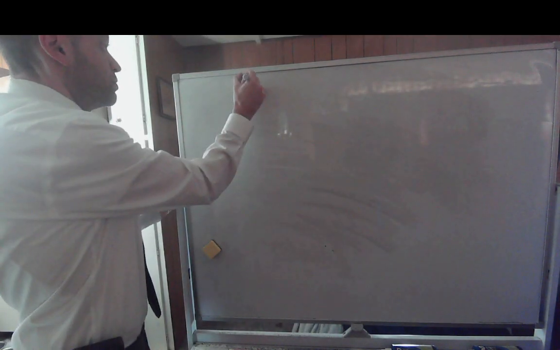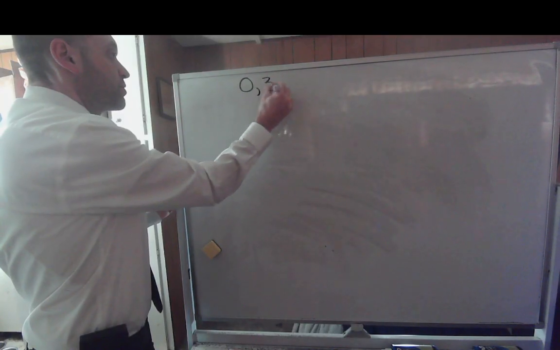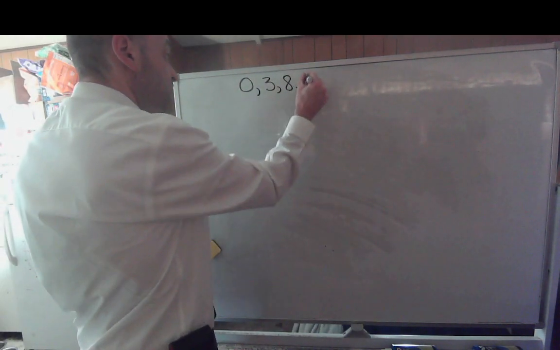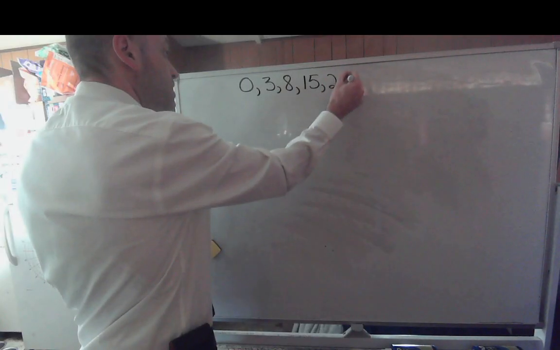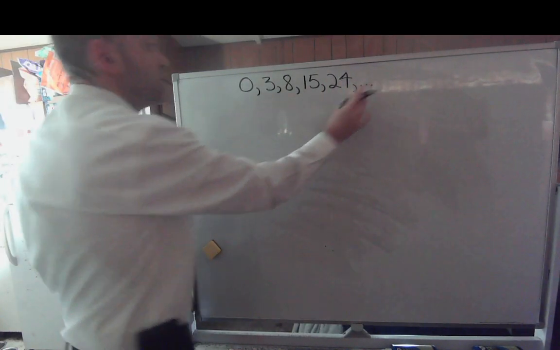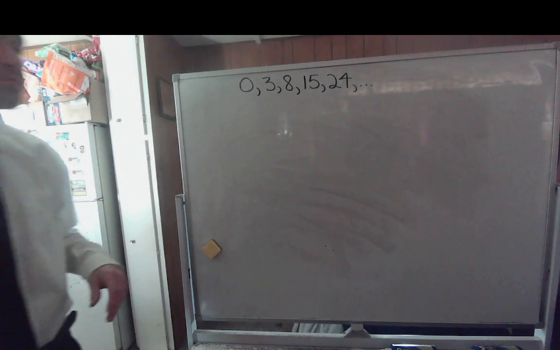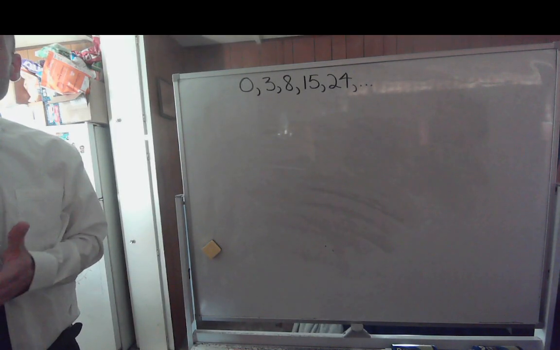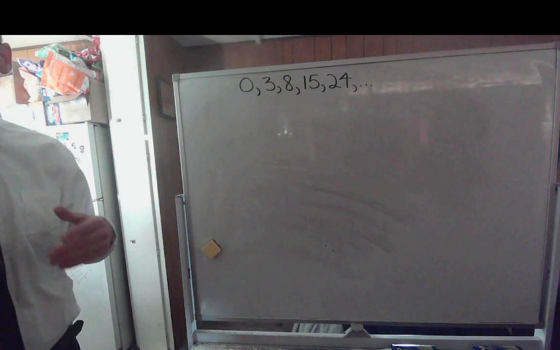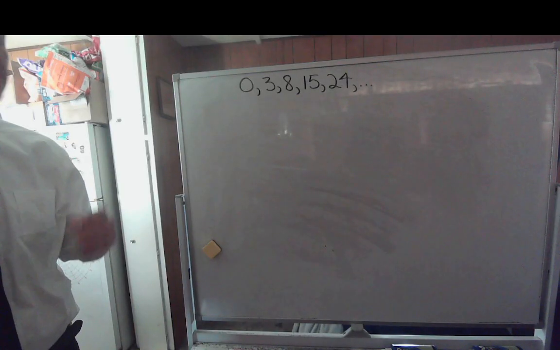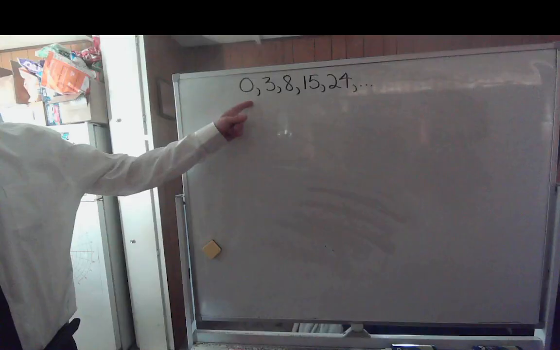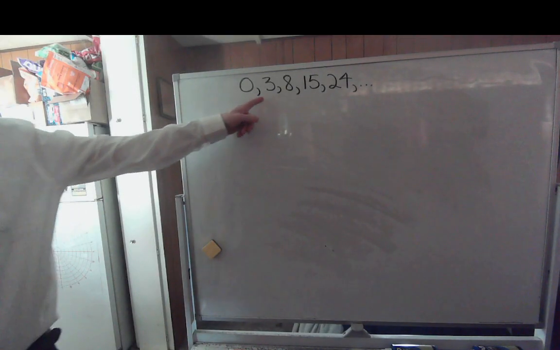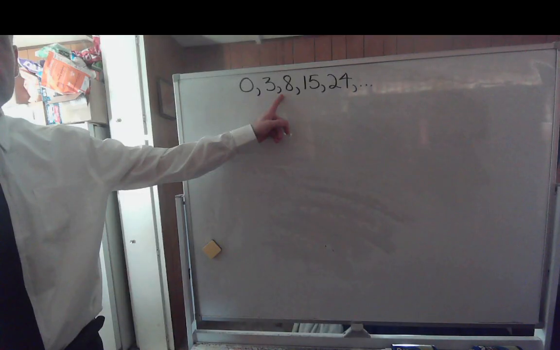Now here's a bit of a different one. You have 0, 3, 8, 15, 24, and it just keeps on going and going. And the name of the game to find a general formula for sequences is to be able to spot patterns, of course. But look between the first two terms. Yes, your first term is 0. You have a difference of 3 between the first and second term, but if you look between 3 and 8, you have a difference of 5.